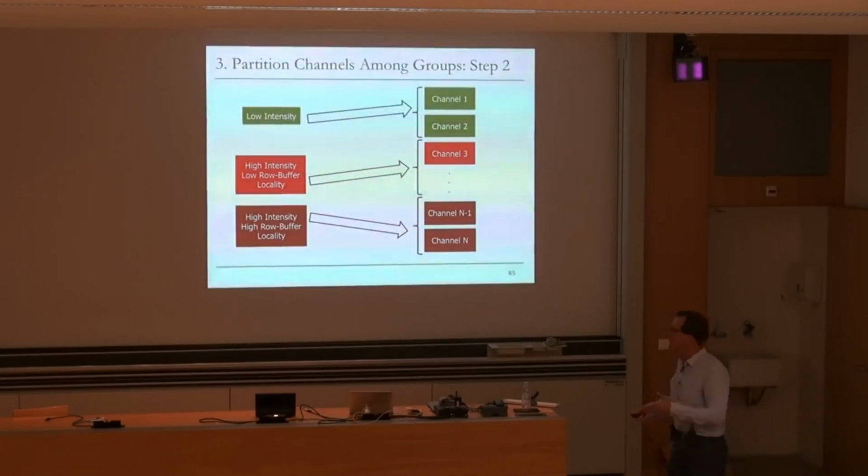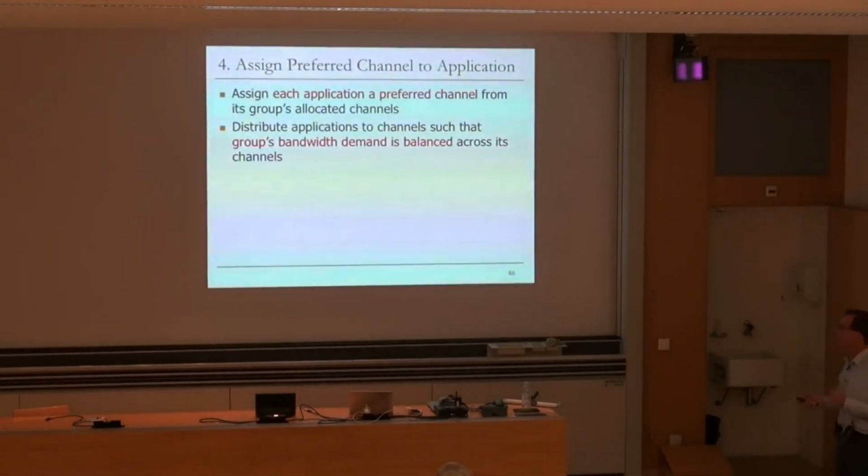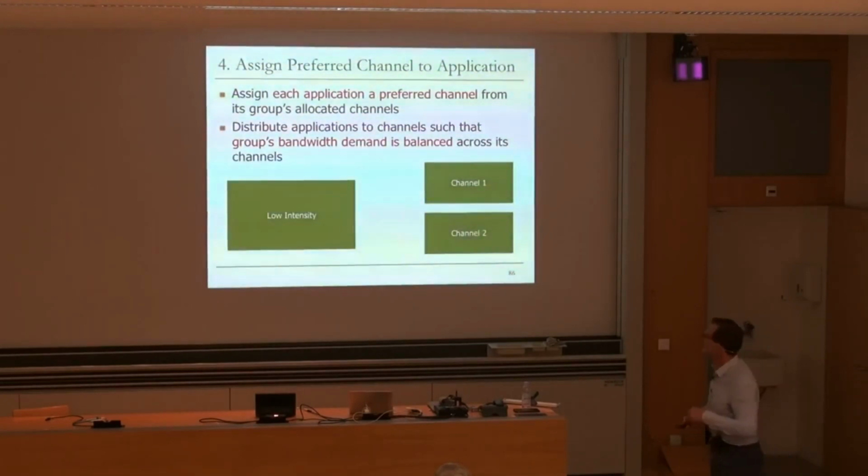How do you do that? You basically classify the applications in terms of their bandwidth demand in the past, and you try to allocate channels such that that bandwidth demand is equalized as much as possible. Again, this is a heuristic. There are a lot of heuristics, and that could be one of the weaknesses that you can mention, right?